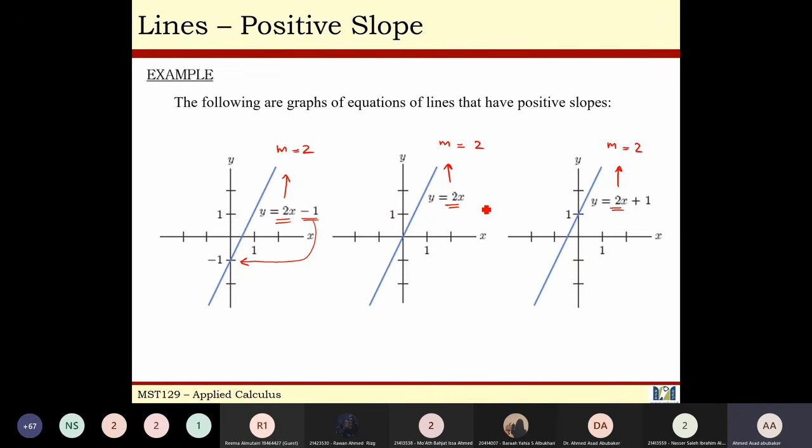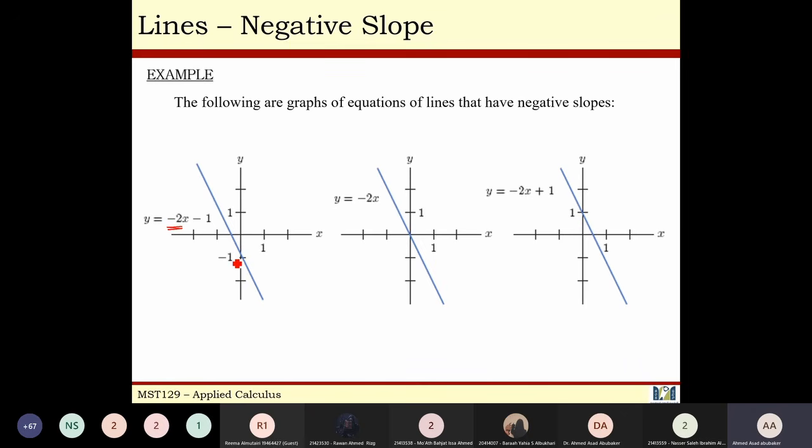For the second, we don't have b, so the y-intercept is 0, because we can put it as +0. For the third line, we have y-intercept at 1. Look at this. This is the y-intercept. If we have a negative coefficient of x like this, this is the slope also, -2, -2, -2, with different y-intercepts, 0 and 1. In general, we have 4 cases.